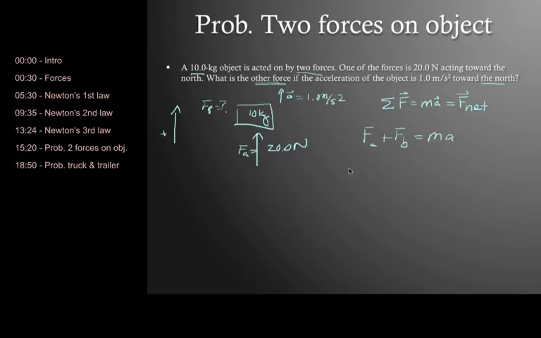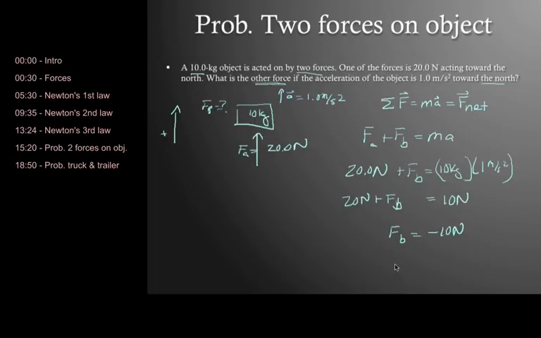So FA is positive, so that's 20 newtons, plus FB is equal to mass, 10 kilograms, and is accelerating at 1 meter per second squared. So this is 10 newtons, so I can write that out pretty easily. So 20 newtons plus FB has to give me 10 newtons. So FB has to be minus 10 newtons.